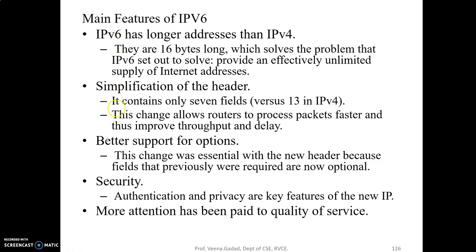One more important reason why IPv6 would be successful is the simplification of the header. If you look at the IPv4 header, you have 13 fields, whereas in IPv6 you just have 7 fields. Fewer header fields imply that your router can process the packets faster, and this improves your throughput and reduces the delay, right? There is better support for options when compared to IPv4, and also you have very good security and quality of service provided in IPv6.